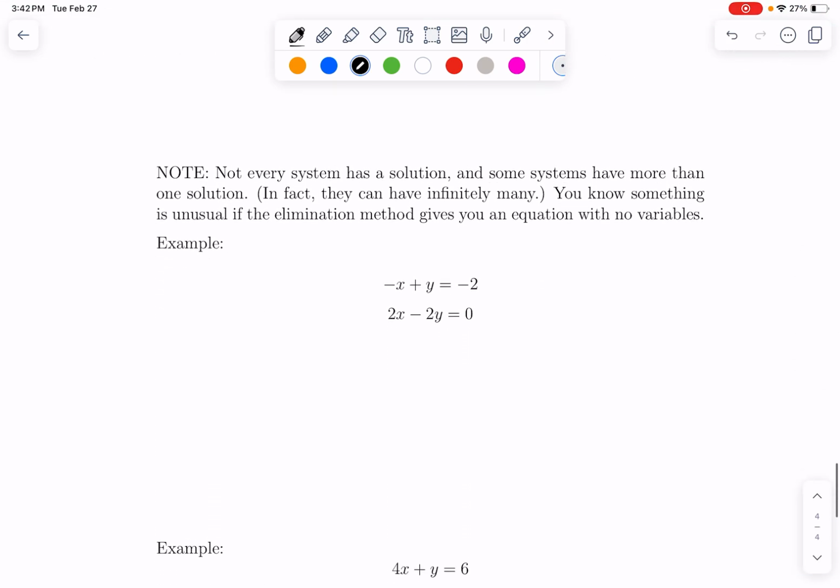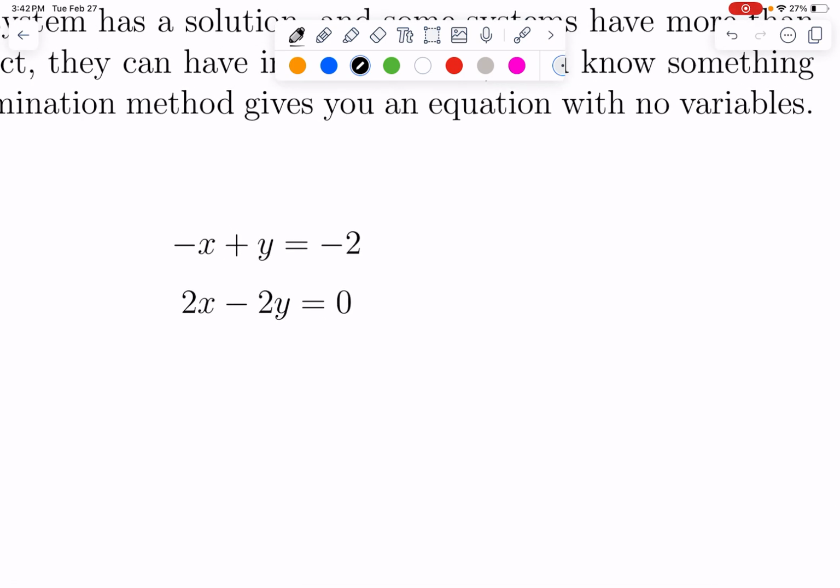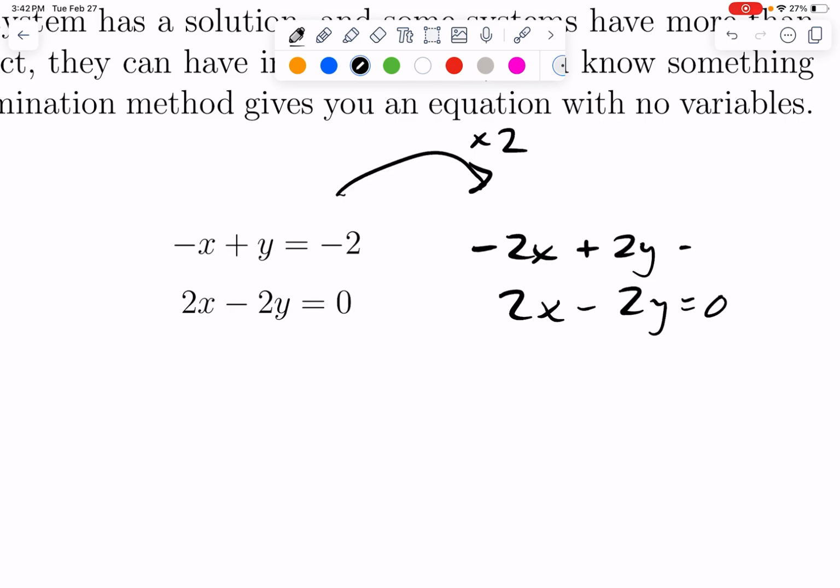Now, not every system has a solution, and not every system has a unique solution. So if you try the elimination method and you find that everything cancels away, that means something a little unusual is going on. So let's look at this example. I could create cancellation, create elimination, by leaving the second equation the same and multiplying the first equation by 2. But then I notice the x's get eliminated and the y's get eliminated, and I'm left with 0 on the left and negative 4 on the right.